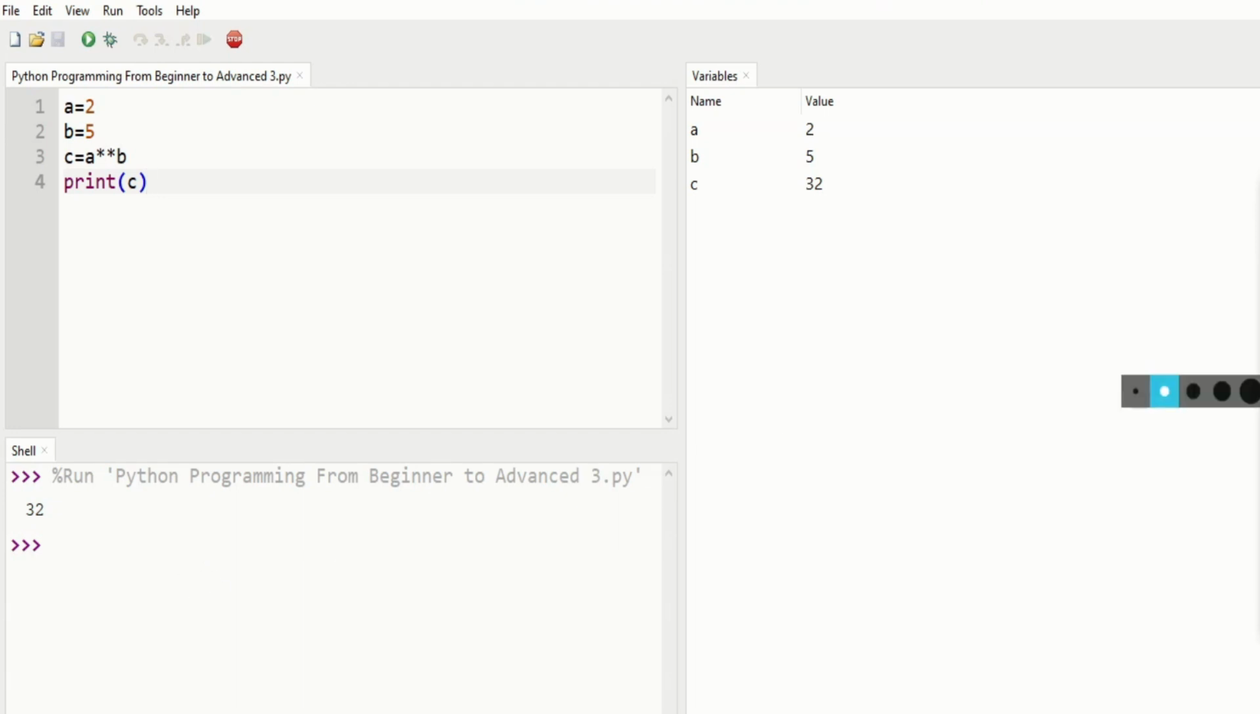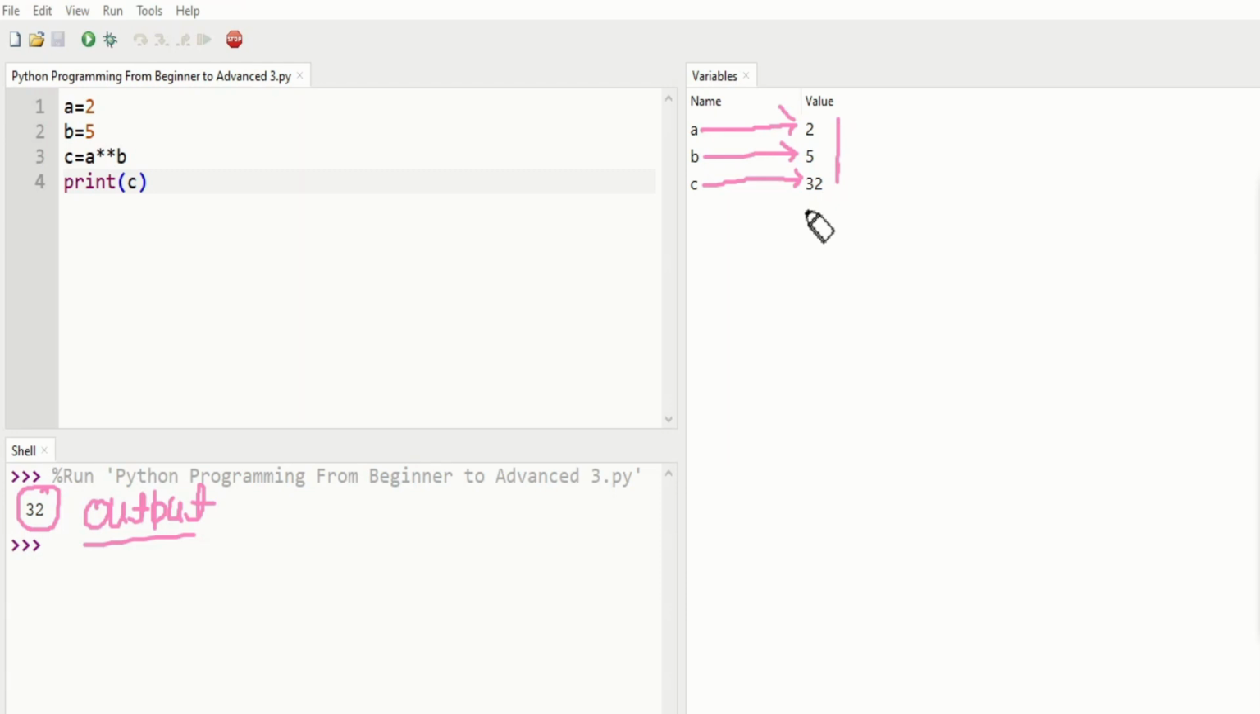So here, first of all, you can see that a is referring to 2, b is referring to 5, c is referring to 32, and here is the output. This one is just for visualization purpose. This is the feature of the editor. The original output comes here. So double asterisk is used for exponent. In this case, a double stars b means a raised b.